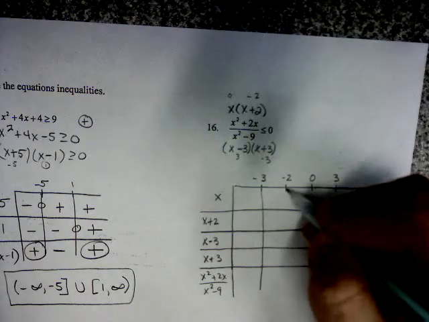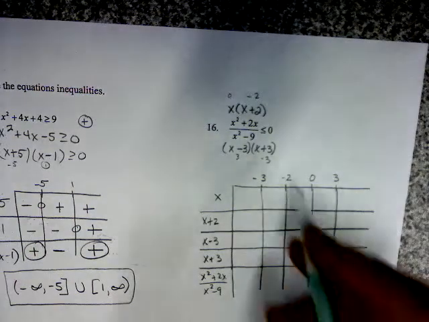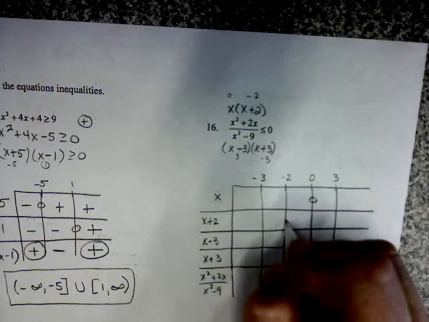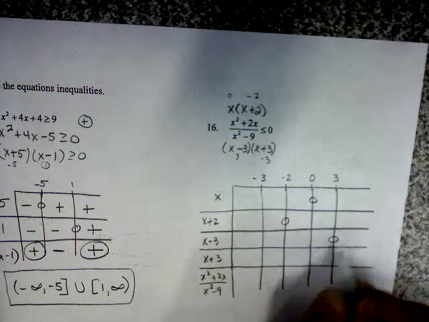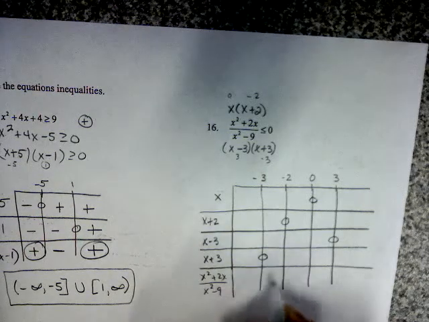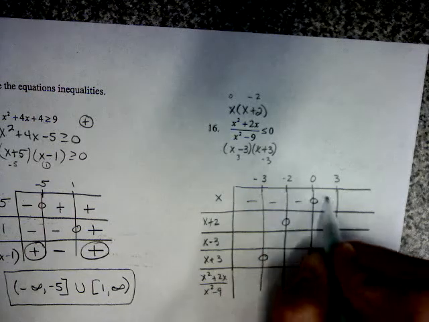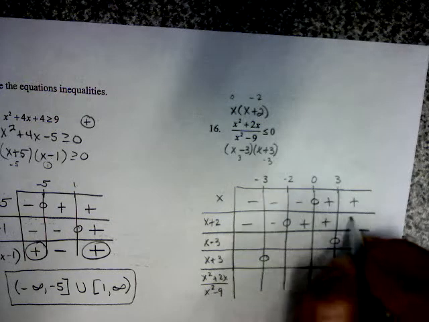Okay, let's finish up this chart. The 0 for x is 0. The 0 for x plus 2 is negative 2. And this one is 3. This 0 is negative 3. And so everything to the left are going to be negatives, and to the right are going to be positives of each 0.